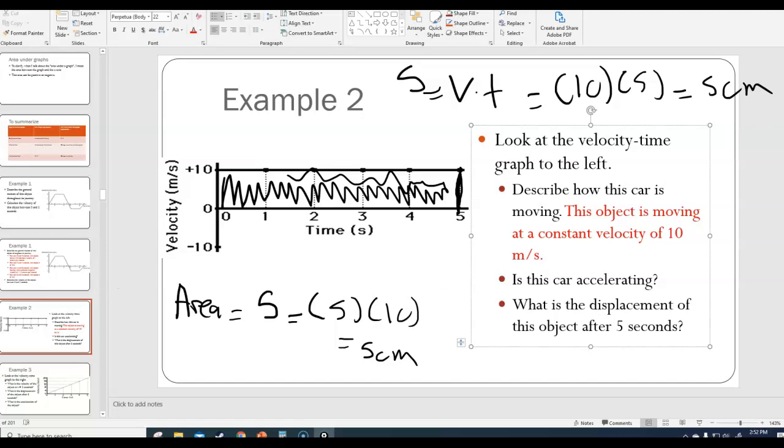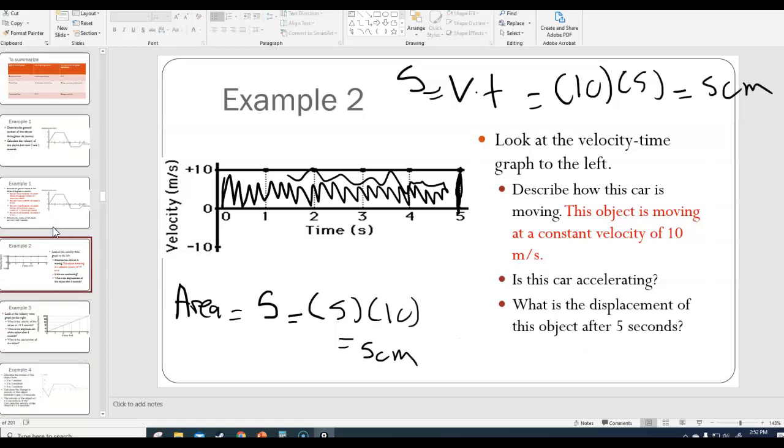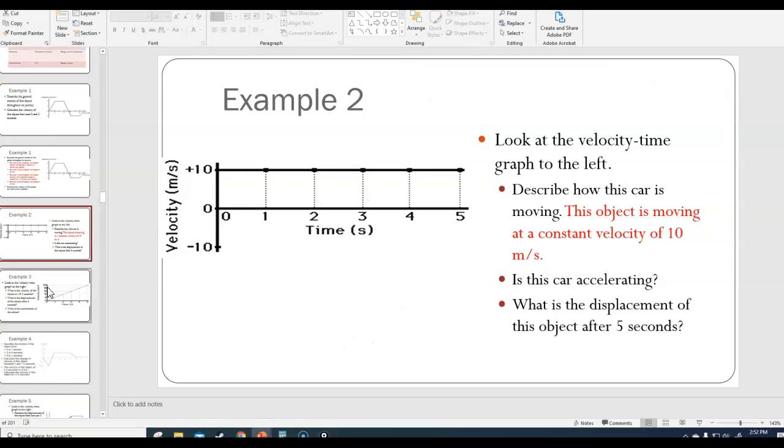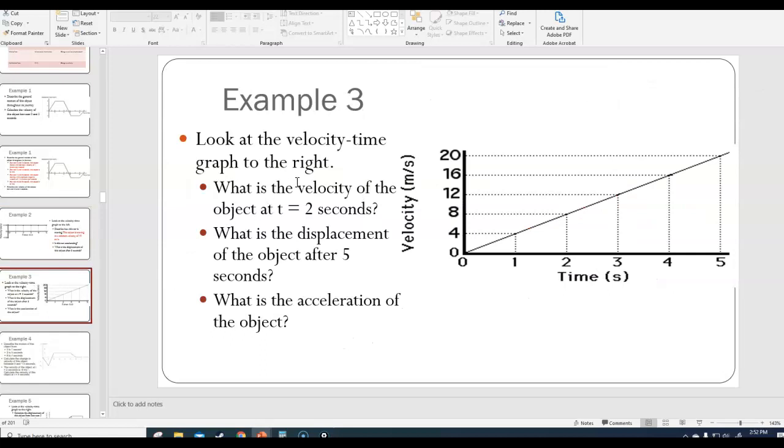Alright, so let's take a look at a couple more examples. Okay, example 3, it says look at the velocity time graph to the right. What is the velocity of the object at t equals 2 seconds? Well, this is a velocity time graph. So at 2 seconds, I look at the graph, and the velocity is 8 meters per second. It's right there on the graph. What is the displacement after 5 seconds?